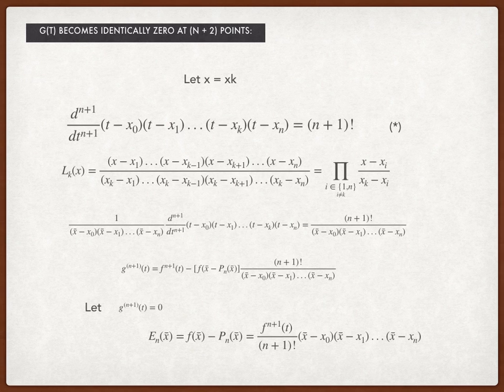Consider the formula Lk of x. When we plug in a value x bar, the denominator becomes a constant. When we differentiate Lk of x n plus 1 times, we can take out the denominator directly, and differentiate the numerator. So we obtain n plus 1 factorial over the original denominator where x is replaced by x bar. And then we get the result.